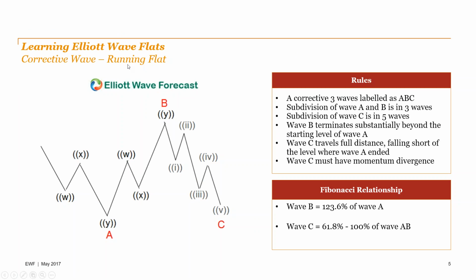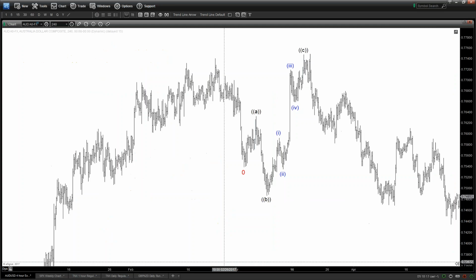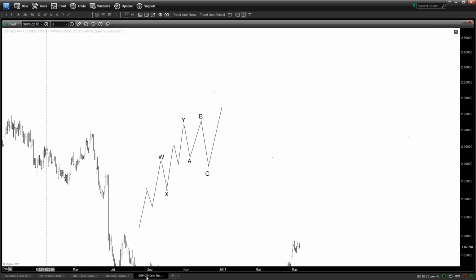Okay, lastly, the running flat, and then we can take a look at some examples and also answer some of your questions. Running flat, the only difference is the C fails above the A. This is the rarest pattern, happening the least frequently in the market. The expanded irregular flat is the most often, and this is the least often. It says where the C and B terminate. That's the only difference. As an example, we can take a look at the pound New Zealand dollars.